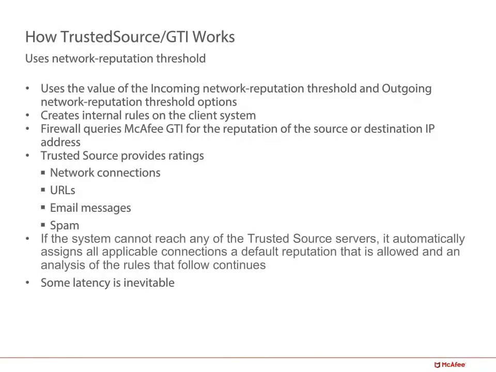How does a trusted GTI source work? Well, we use a network reputation threshold. What it does is it uses the value of your incoming requests and outgoing requests to determine the threshold of our network, and then it will create some internal rules on the client system. If our incoming or outgoing traffic matches these rules, then it will query the McAfee GTI for the reputation of the source or destination IP address. The firewall will use this information to determine whether or not to block incoming or outgoing traffic.